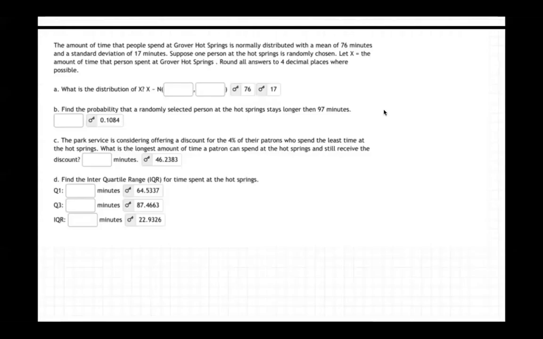Welcome to an example in which we're talking about time at the Grover Hot Springs. The amount of time people spend at the Grover Hot Springs is normally distributed. So there's our key word, normally distributed. The mean is 76 minutes, standard deviation 17, meaning the average time people spend there is 76 minutes, but there's some deviation. The average deviation from that is 17 minutes.